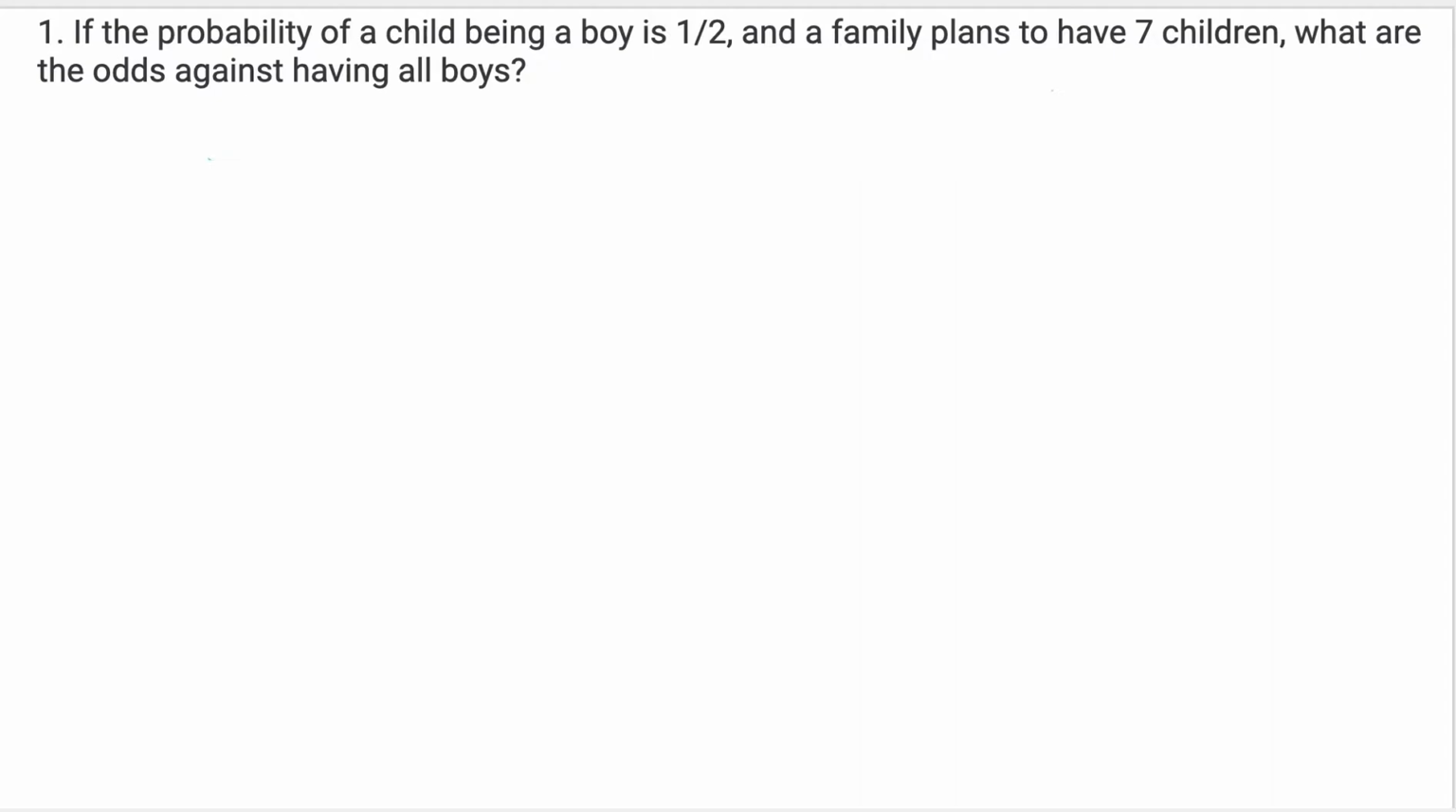Okay, the first problem is this. If the probability of a child being a boy is 1/2 and a family plans to have 7 children, what are the odds against having all boys? So we need to talk about odds against or odds in favor first, right? So odds in favor and odds against. So already you get to know these are opposite to each other, right?